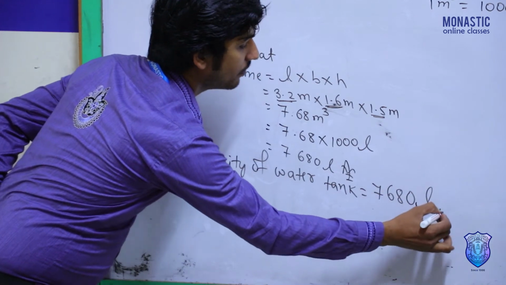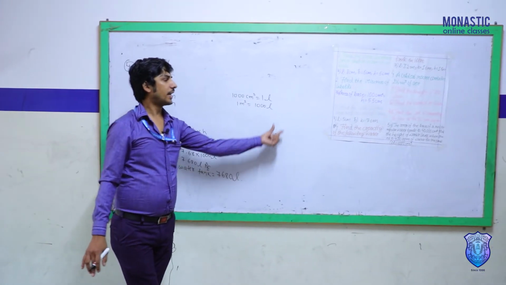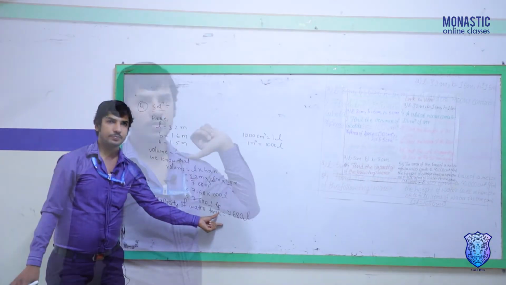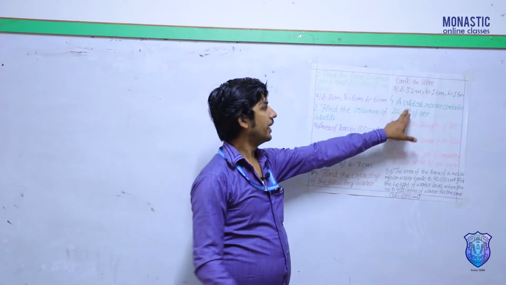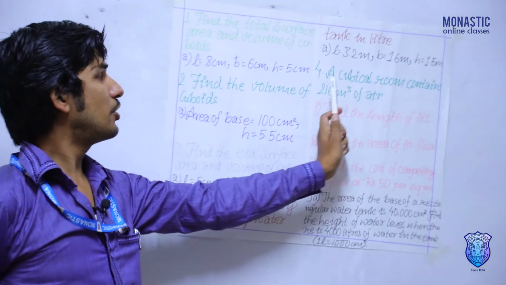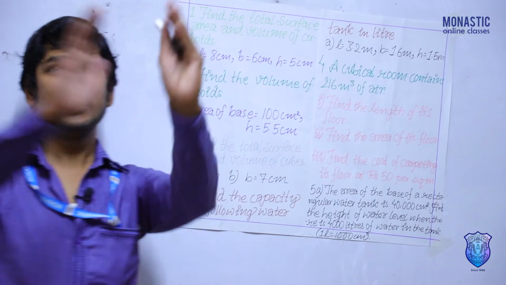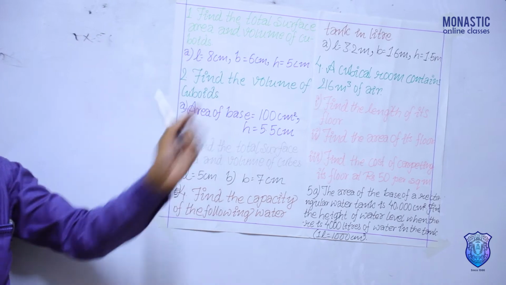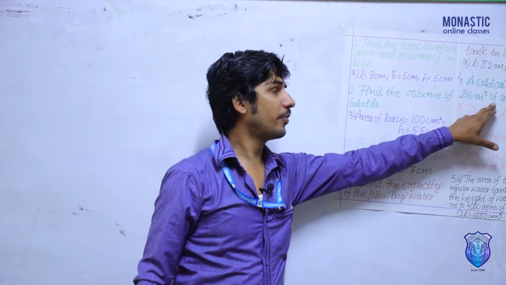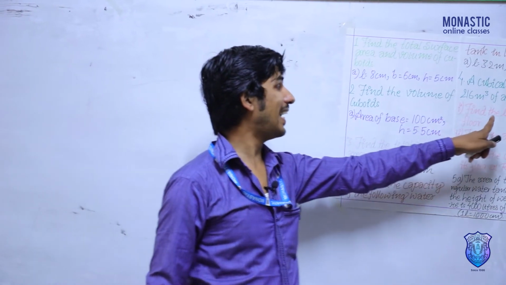7680 liter. Like this, simply you can find the capacity of a water tank. Next, given here, a cubical room contains 216 cubic meter of air. Think this is one room. How much does this room contain? 216 cubic meter. It means from this you have to find out the length.